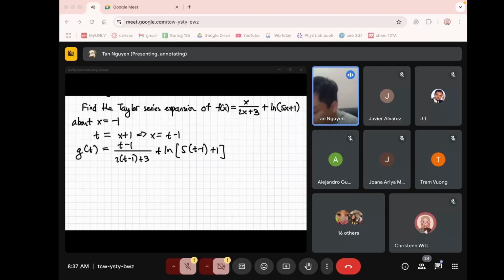Okay, let's simplify this g of t a little bit. So how do we simplify this? Well, t minus 1 over, distribute that on the bottom, you get 2t minus 2. 2t minus 2 plus 3 is 2t plus 1. So on the bottom, I get 2t plus 1. Plus ln, distribute the inside as well. So I get 5t minus 5 plus 1. So that's going to be 5t minus 4.